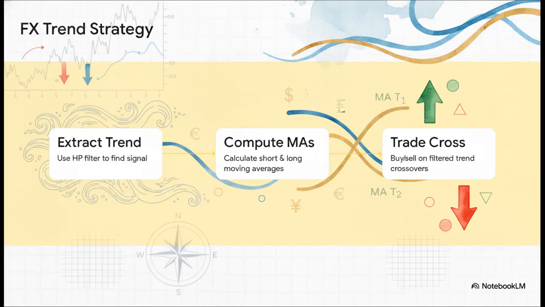And this brilliantly illustrates how we can take a classic equity strategy and adapt it for the FX market. In equities, you might just slap a dual moving average strategy directly onto a stock price and call it a day. But in FX, our absolute first step is extracting that trend component using the HP filter. Only after we have that nice smooth S-star line do we compute our short and long moving averages. When the short moving average crosses above the long moving average on this filtered data, boom, that's a buy signal. When it crosses below, it's a sell. It's essentially a classic momentum strategy, but it's engineered specifically to handle the noisy reality of global currencies.